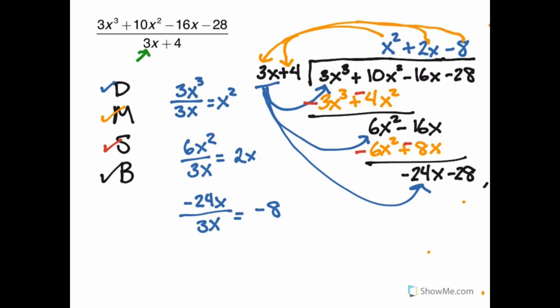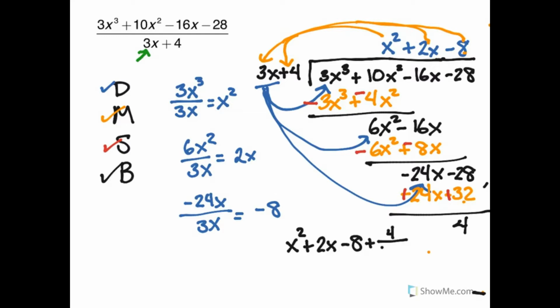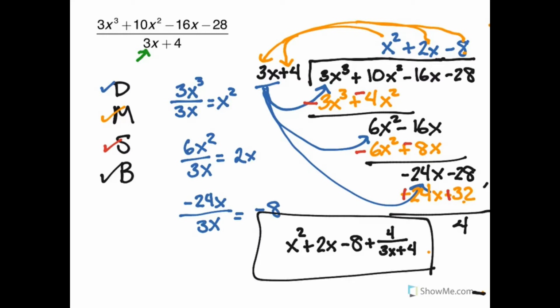So minus 8 times 3x is minus 24x, and minus 8 times 4 is minus 32. Again, I'm going to change the sign to subtract, and so minus 24 plus 24 is gone. Minus 28 plus 32 is positive 4, which is the remainder. So I write the quotient x squared plus 2x minus 8 plus the remainder 4 divided by the divisor 3x plus 4. And that's the answer.